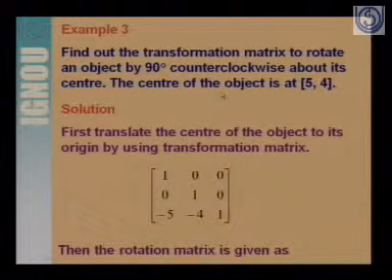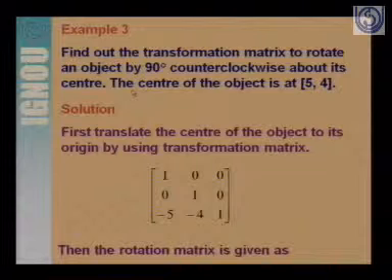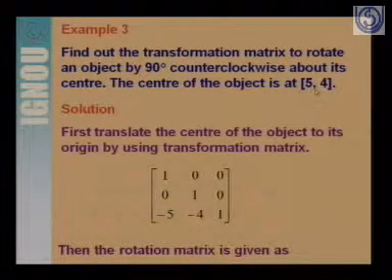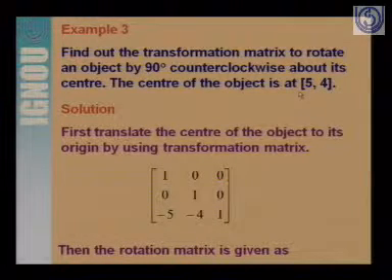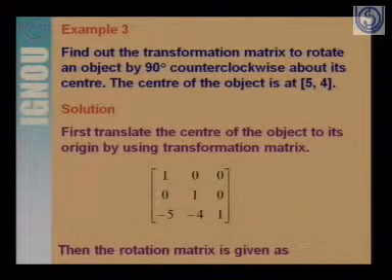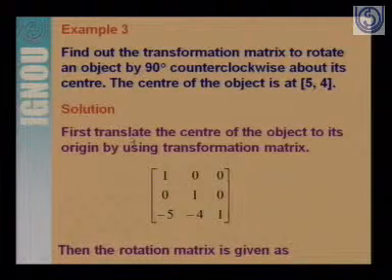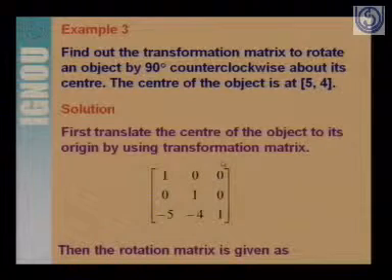The center of the object is at (5,4). But here, my dear friend, please see that the center of the object is at (5,4). It is not the origin. So first of all, we have to shift this object to the origin, then rotate it, then again bring it back to the original position. So first, translate the center of the object to the origin by using a transformation matrix.